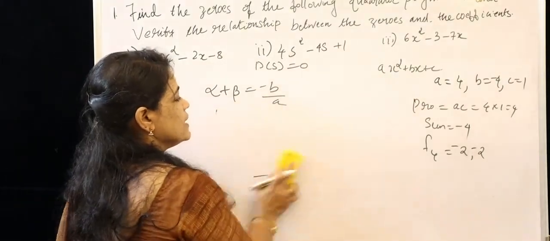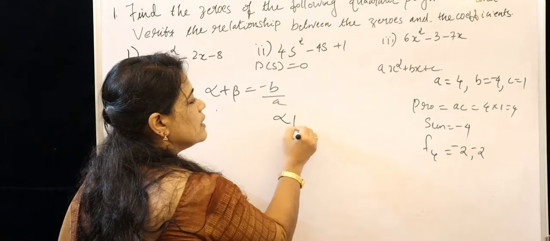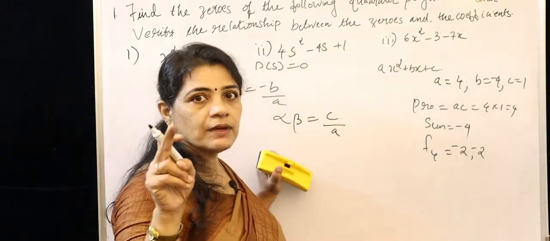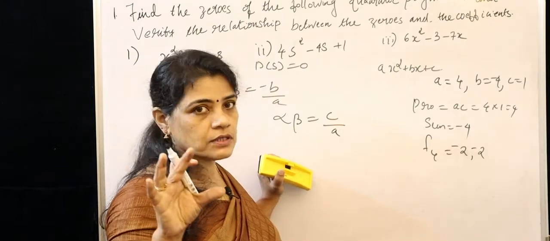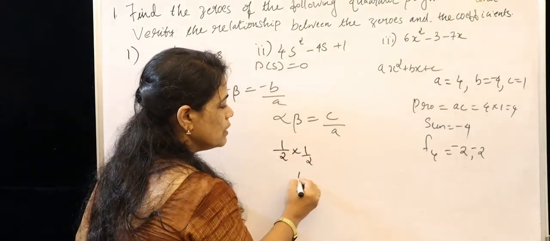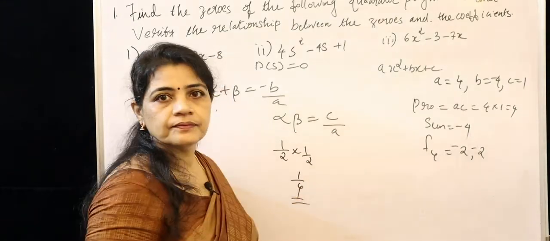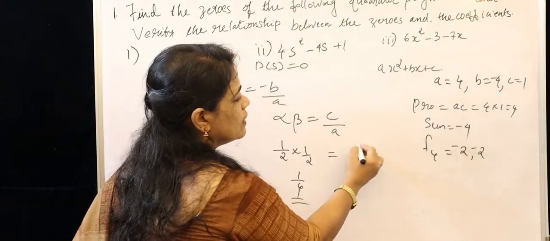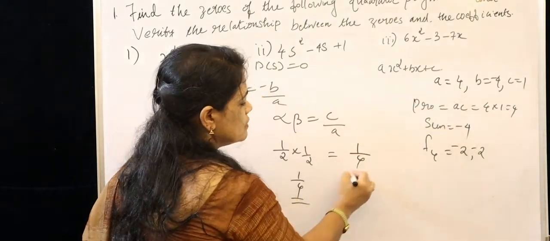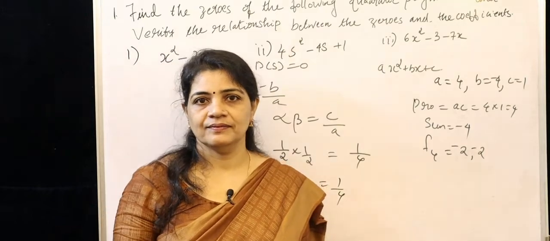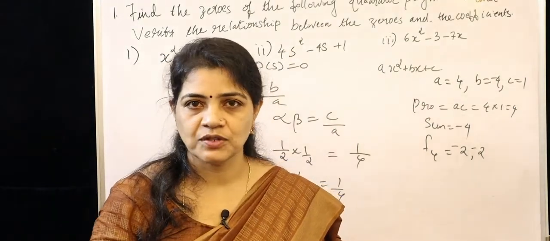And product. Product is alpha beta, that is equal to c by a. c by a is positive. So 1 by 2 into 1 by 2 equals 1 by 4, right? And what happens in the RHS? c by a. What is c? 1. And what is a? 4. So 1 by 4 equals 1 by 4. Hence, verified. This is all about the second question.